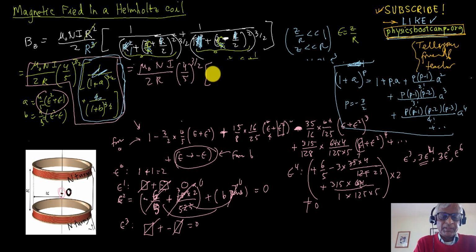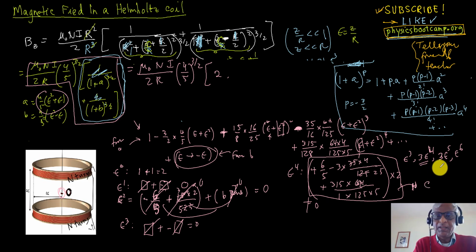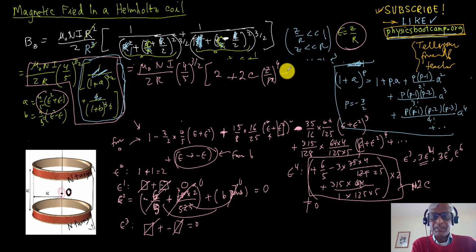Okay, so working it out, we got 2 here, and we got 2 of these guys. So let's call this some quantity C, so you got a 2C. But 2C is multiplying epsilon to the power 4, and epsilon is equal to Z over R, to the power 4. So that's the first non-vanishing term. I could continue. So this is the answer.